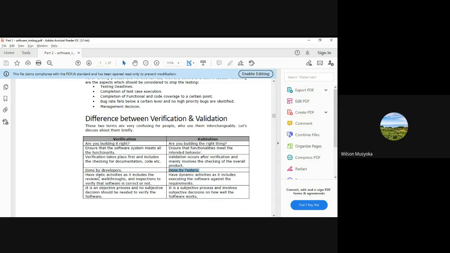When you are doing verification, again, you perform some static activities like reviews, walkthroughs, and inspections. But when you are doing validation, it will involve dynamic activities that include executing the software to check it against the set requirements. Again, verification is an objective process, not subjective, meaning that there is the objective which you want to check against, but when you are doing validation, you are performing a subjective process which is trying to check whether the system is working or not. So those are the differences between verification and validation.